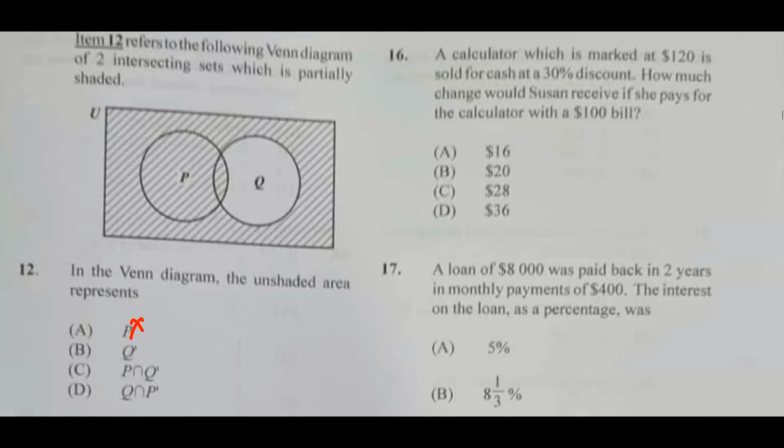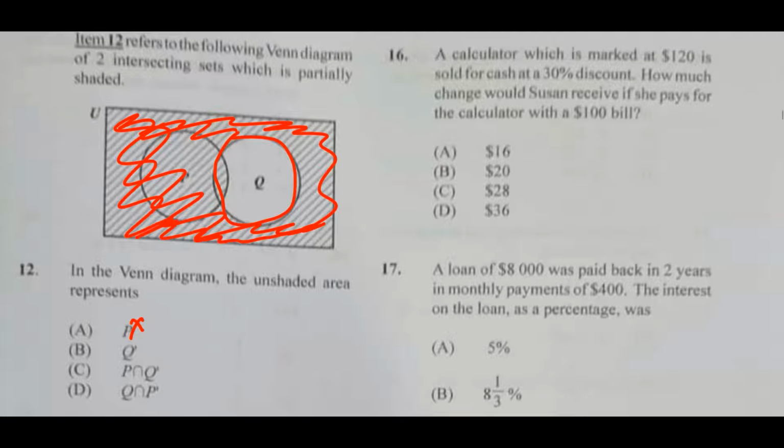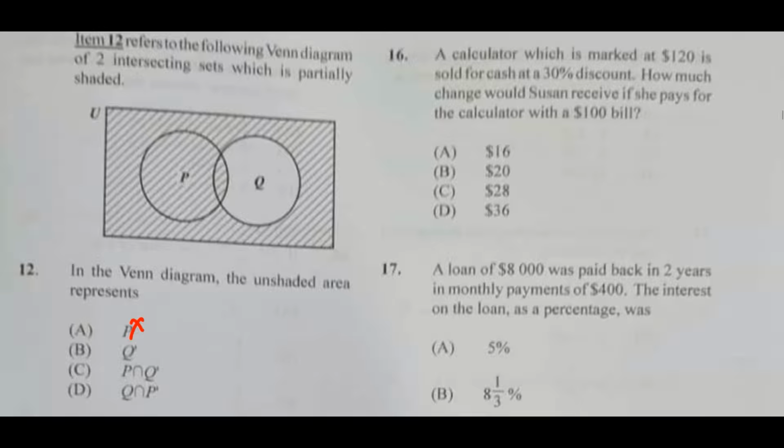Let's look at Q complement now. Q complement is everything outside of the set Q. So no, Q complement will not match here. So no P, no Q.